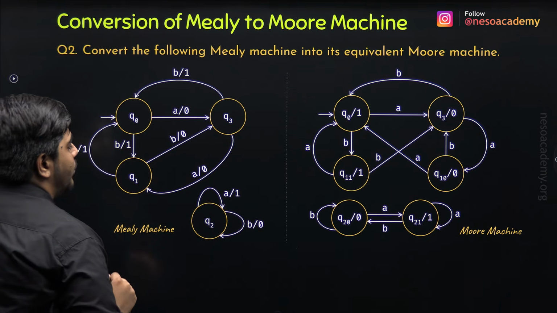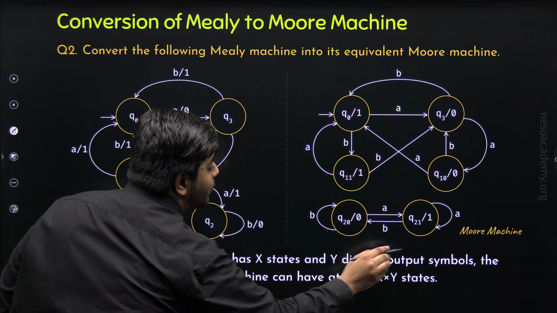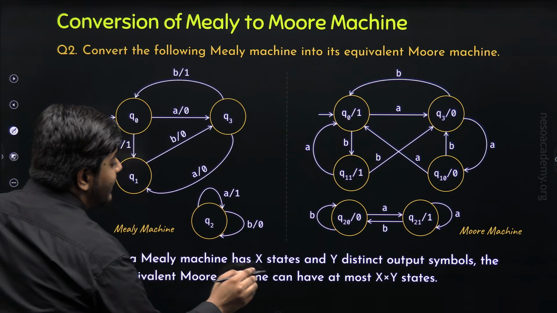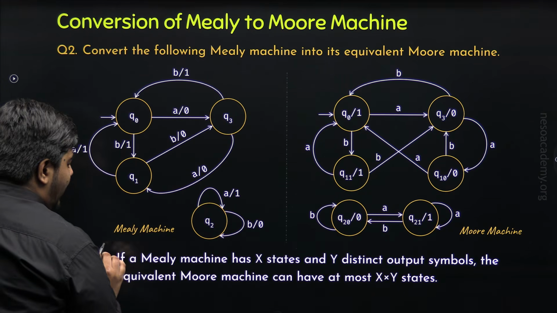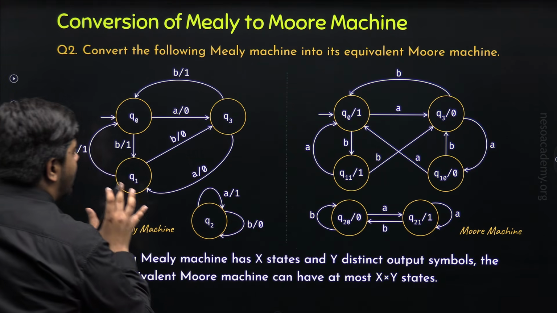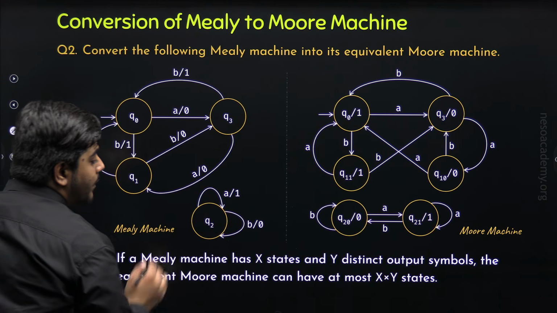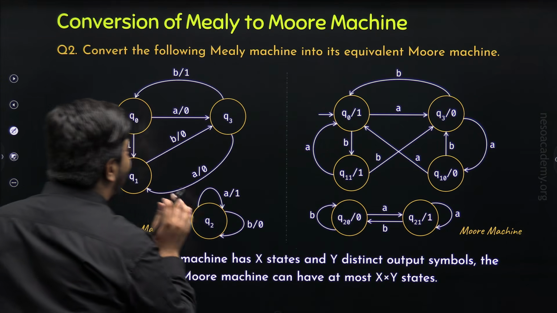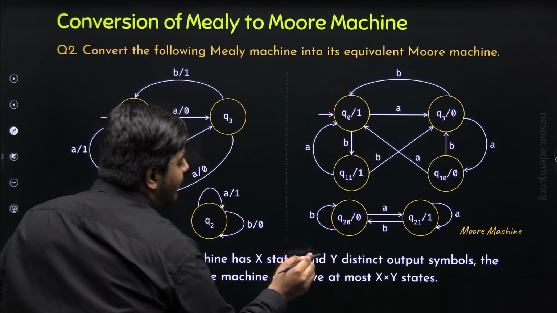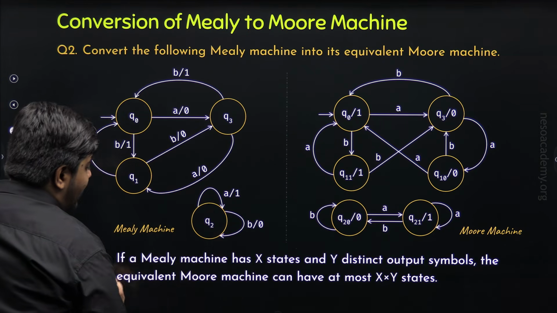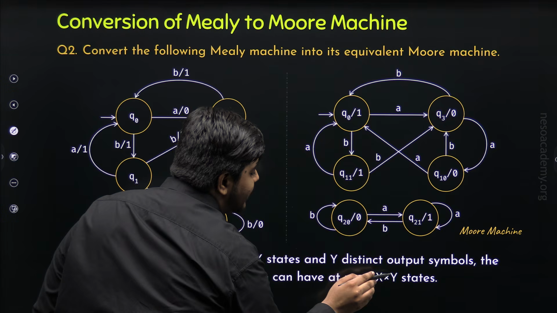So there is one important point to note. If a Mealy machine has X states and Y distinct output symbols, the equivalent Moore machine can have at most X into Y states. What does that mean? Now what are the number of states in the Mealy machine? 1, 2, 3, 4. So X is equal to 4. And Y distinct output symbols: how many distinct output symbols are there? 0 and 1, that means only 2. So X is equal to 4 and Y is equal to 2. Now, the equivalent Moore machine can have at most X into Y states, that is 4 into 2 is equal to 8 states.